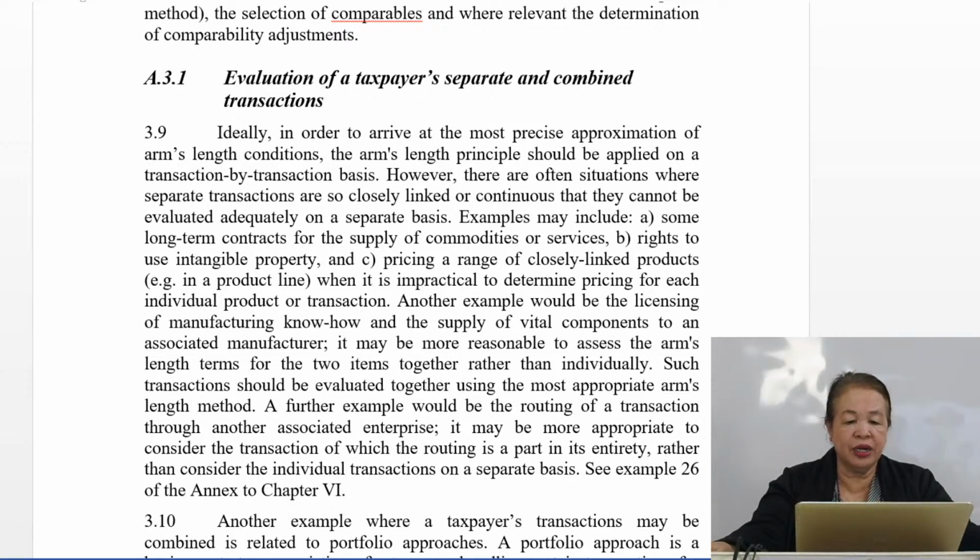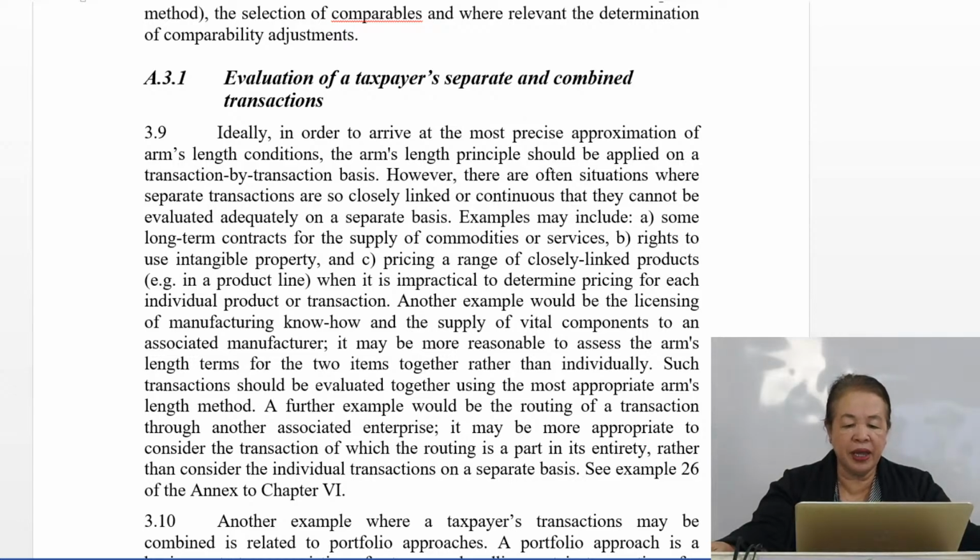So, evaluation of a taxpayer separate and combined transactions, no? Ideally, in order to arrive at the most precise approximation of arm's length conditions, the arm's length principle should be applied on a transaction by transaction basis. Kaya nga, transaction by transaction basis. Kasi magkukompare ka eh, no? So, however, there are often situations where separate transactions are so closely linked or continuous that they cannot be evaluated adequately on a separate basis.